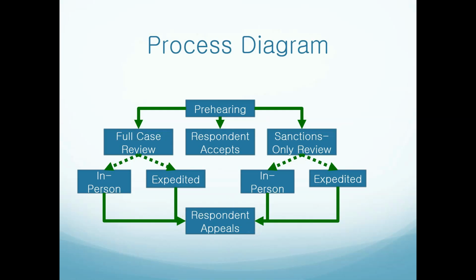I want a new group from the honor committee. In that case, different members of the honor committee will be selected. So different faculty members and different student members of the honor committee will be convened. And at that point, again, the student has the choice to choose either an in-person or an expedited review. And that goes for the sanctions-only review as well. The second time, if the second honor committee finds that the student did cheat or that the sanctions are appropriate, then that is the end.